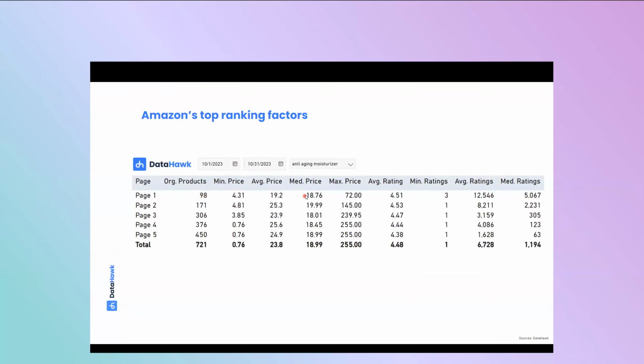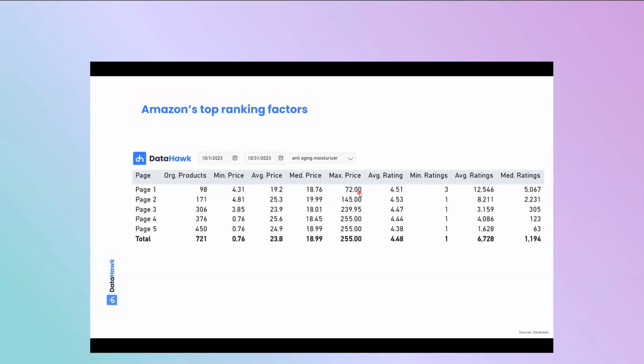And on the topic of price, we typically see it here, right? Average price, whether average or median, maybe the average reflects that more. Average price is rather lower on page 1 relative to other pages, but more interestingly, the max price you see here is $72. If you have a moisturizer priced higher than $72, statistically speaking, there's probably no way you would make it to page 1. So you may as well try to rank for high-end anti-aging moisturizer or premium anti-aging moisturizer or something like that.